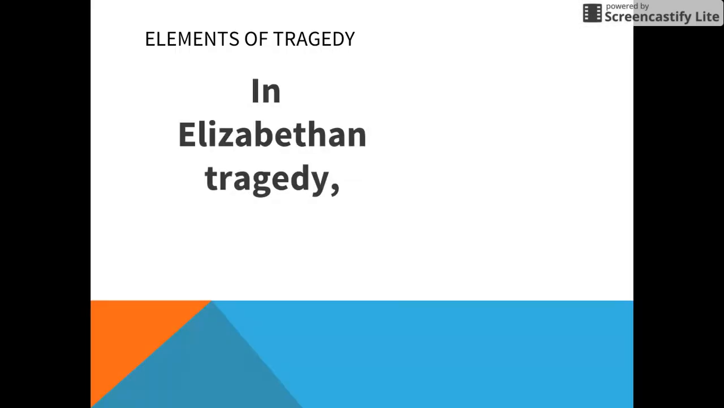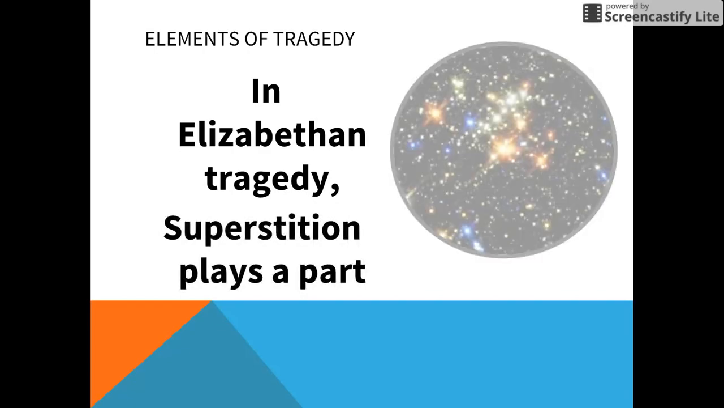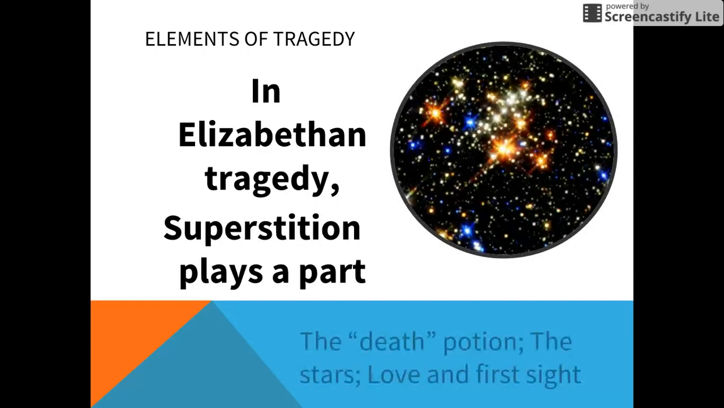And finally, in Elizabethan tragedy, superstition plays a part. Some examples are the death potion, the 42-hour sleeping potion that Juliet takes. Also, the many references to the stars and the idea of love at first sight. Those are all examples of how superstition plays a part.